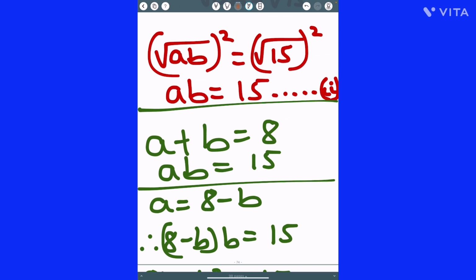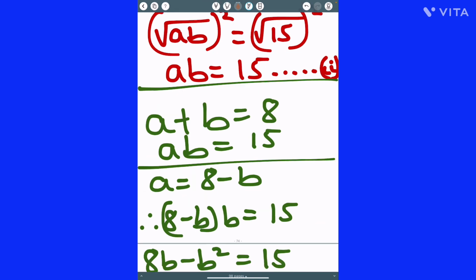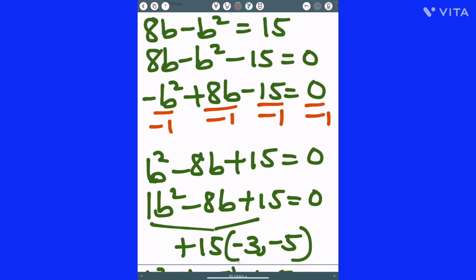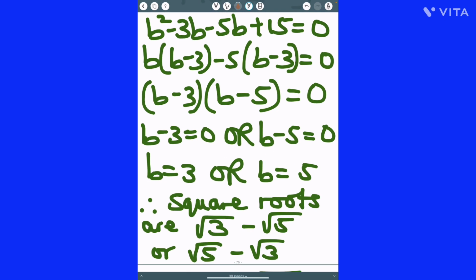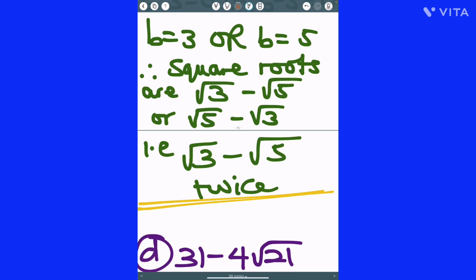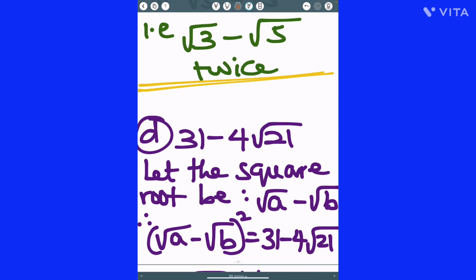Is that clear? So on squaring, the square will remove the root. Here, the square will remove the root. You solve your simultaneous equation to get your A and B. A and B are 3 and 5. So the square roots are root 3 minus root 5 twice. In D, D is the same thing as C. 31 minus 4 root 21.